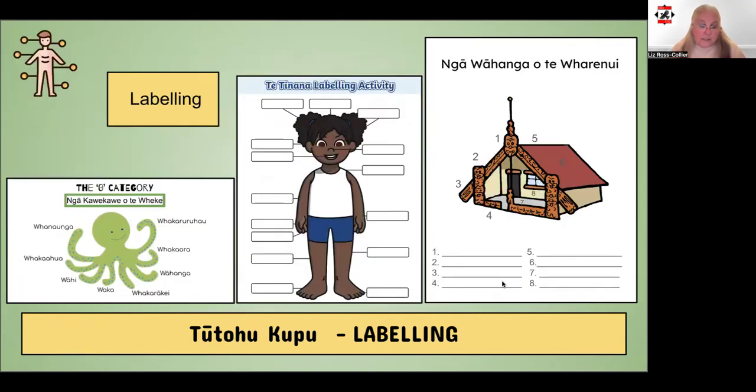A great way to practice new words you're learning is by labeling. So here's a few examples. We've got te tinana, we've got the parts of the wharenui, and the categories using the wheke model. There's heaps of these out there. You can search for them online, or better still, you can even make your own.